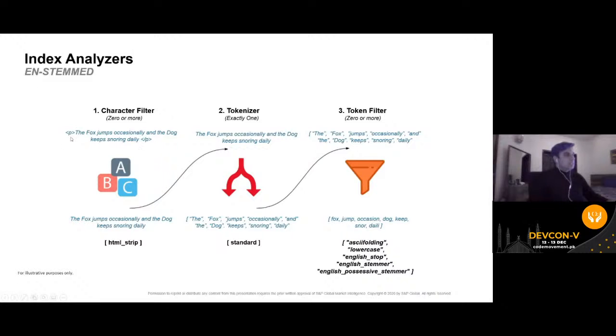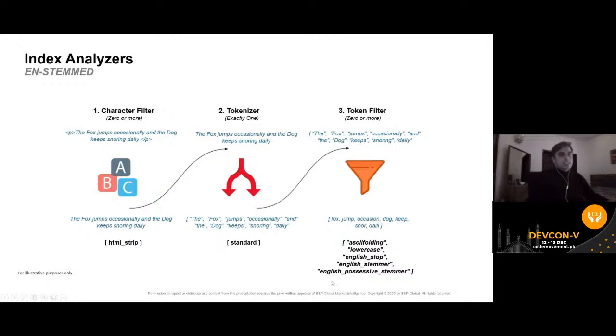So let's look at this example. It's exactly the same example: the fox jumps occasionally and the dog keeps snoring daily. All the HTML tags are removed. It's converted into a standard token sequence. This goes into the token filter, and again, ASCII folding was not applicable over here because the input text did not contain any special characters. Lowercase is applicable because it has converted characters into lowercase. English stop has removed all the stop words, and English stemmer has converted jumps into jump, occasionally into occasion, dog is fine, keeps into keep, snoring into snore, and daily into its root form.